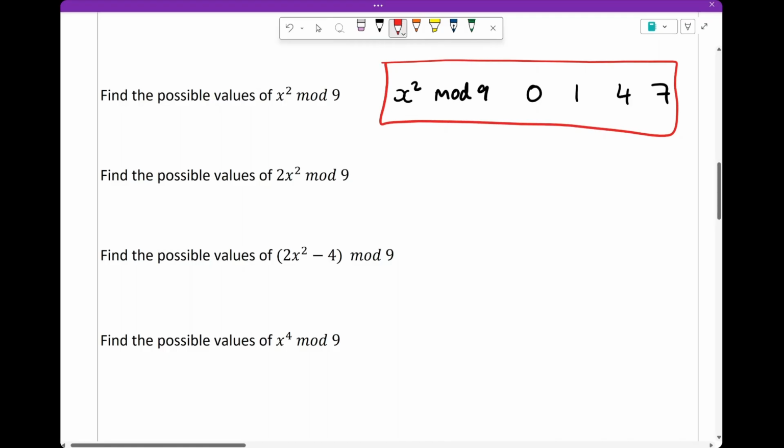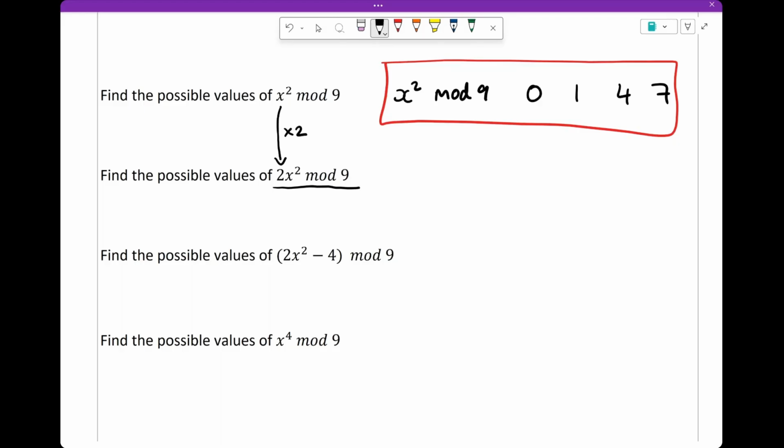So if we have a look at the second one, it says find the possible values of 2x squared mod 9. So essentially, if I do the calculation 2x squared, what is the remainder when we divide by 9? Now let's consider the difference with the first question. So the first one asked for just x squared. Well, in order to get from x squared to 2x squared, we would have to multiply by 2.